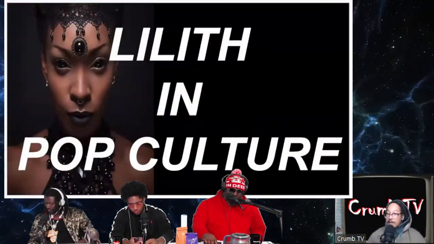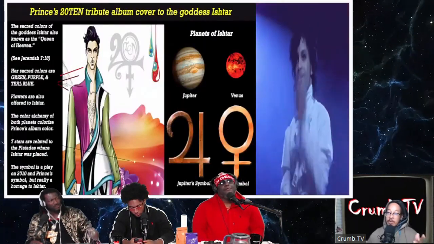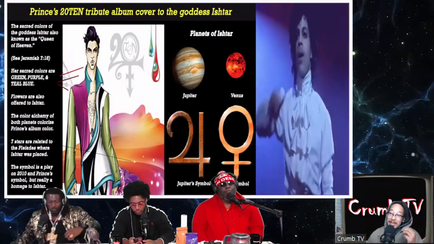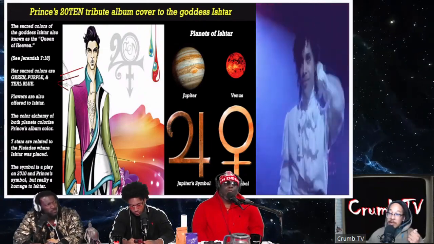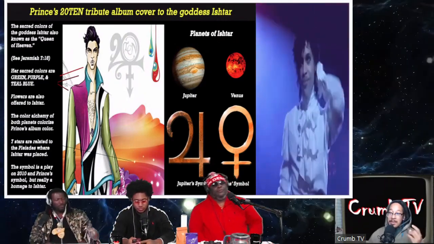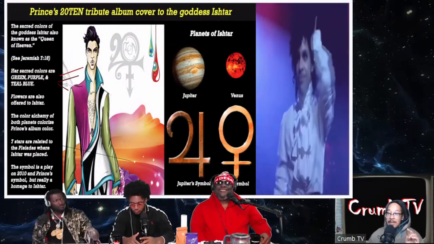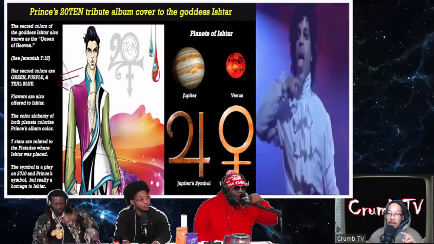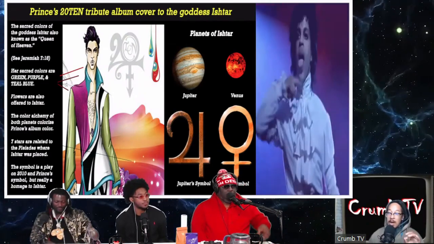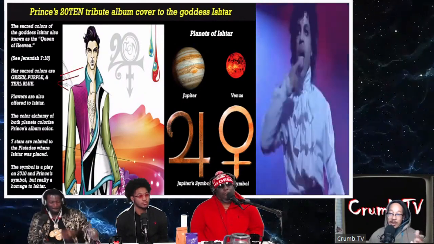But let's continue on with Lilith and pop culture. Prince. Because remember, Lilith is Ishtar. Prince did an album called 2010. It was a tribute album cover to the goddess Ishtar, aka Lilith. The sacred colors of the goddess Ishtar are known as the Queen of Heaven. This is important. I'll come back to it. And actually, Queen of Heaven is in the Bible, talking about Ishtar or Lilith. You're going to see that in Jeremiah 7:18, and it says Queen of Heaven there.